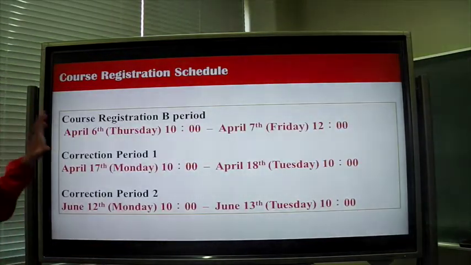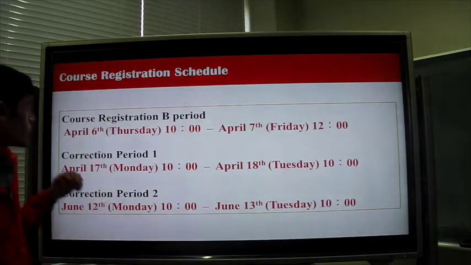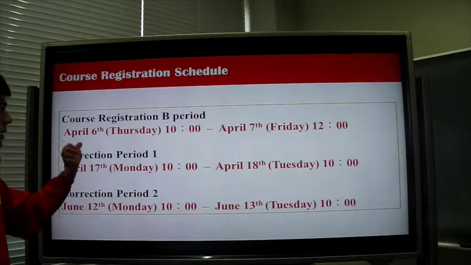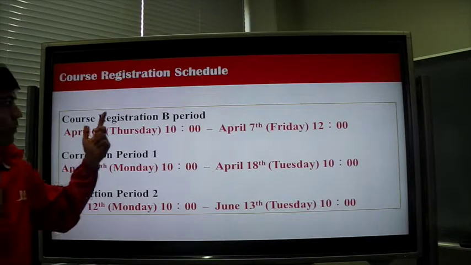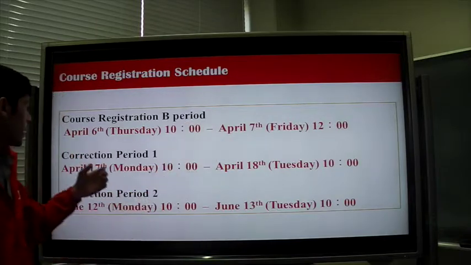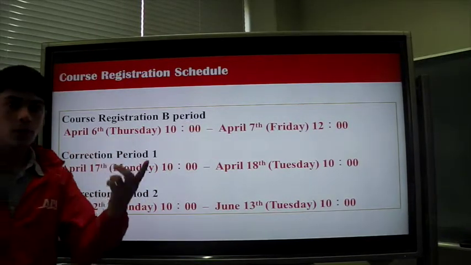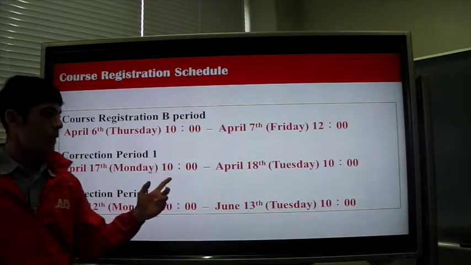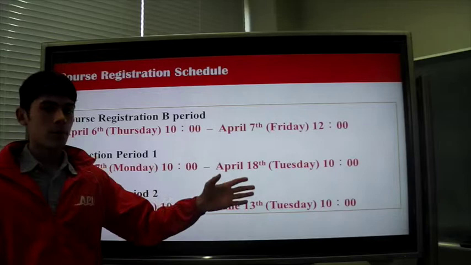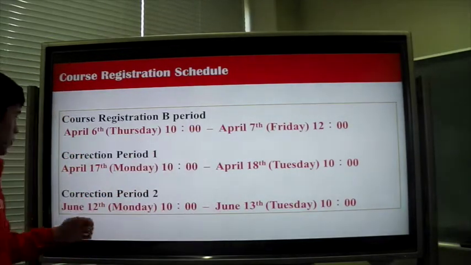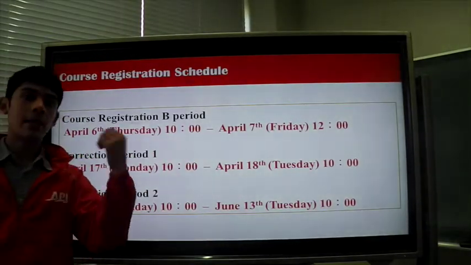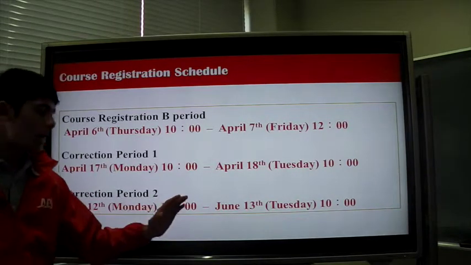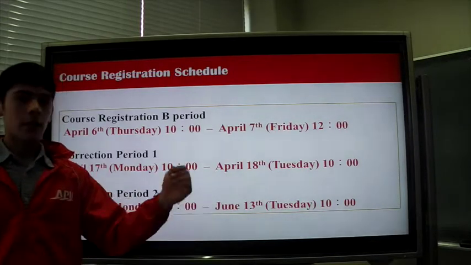And here is the course registration period schedule. Course registration period B, as we explained before, is from April 6 at 10 a.m. to April 7 at 12 p.m. Correction period 1 will be after 1 week from when we start our classes. It means April 27th, Monday from 10 a.m. to April 28th, 10 a.m. in the morning. Correction period 2 will be in the second quarter, which means June 12th, Monday from 10 a.m. until June 13th in the morning, 10 a.m.